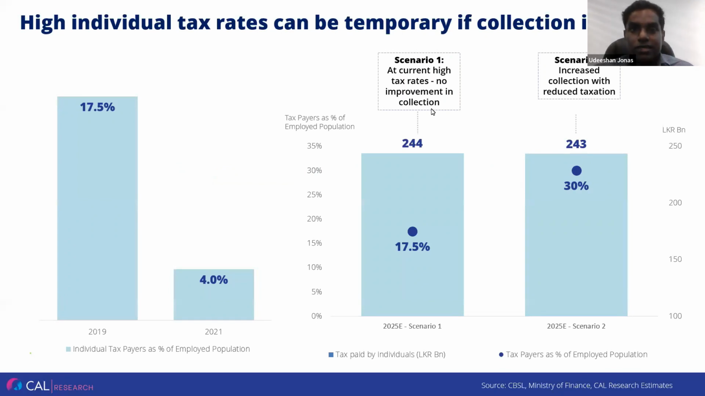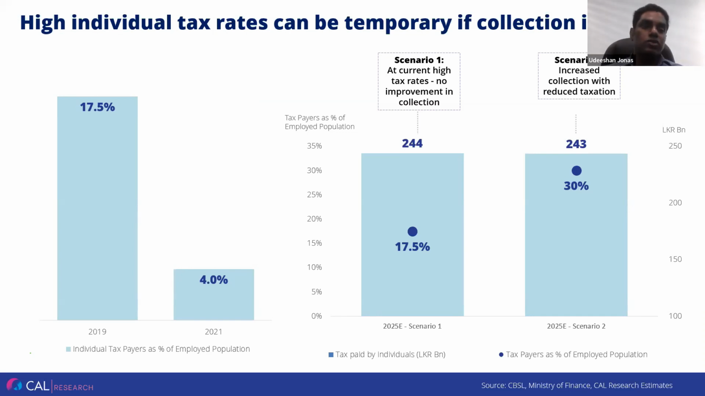If you look at the current income tax structure, the main reason why the government had to push the rates to about 36% on the higher end is because there is a small number of people paying taxes at the moment. Right? So to put numbers into perspective, in 2021, only 4% of the employed population paid their personal income taxes, right? This is inclusive of employment income and so on. Only 4% of the employed population paid taxes during the year.